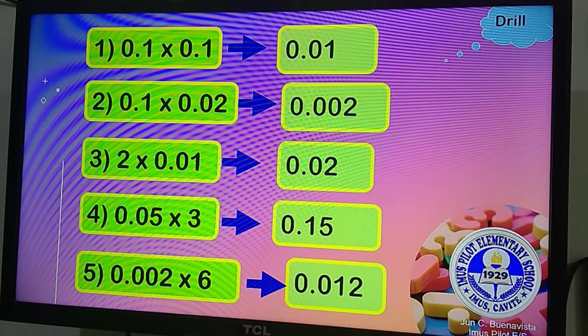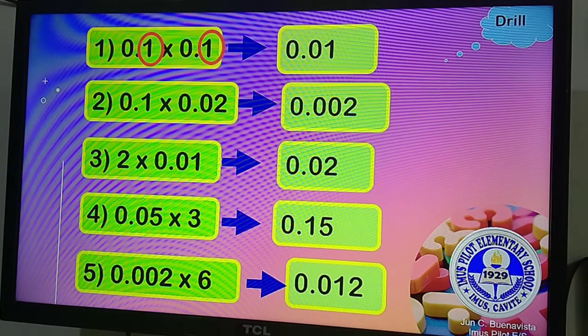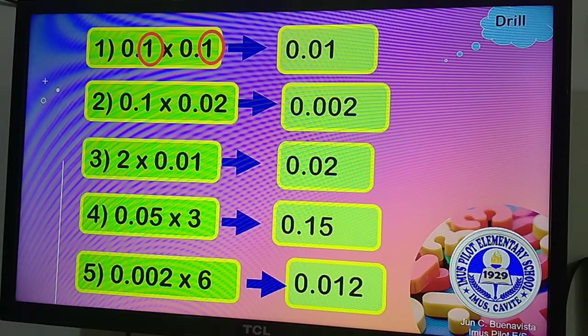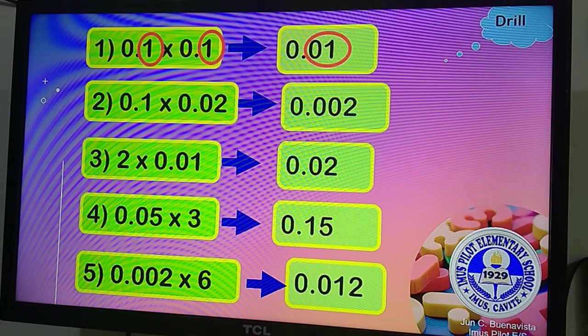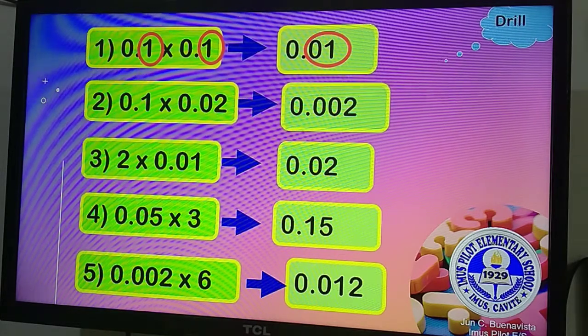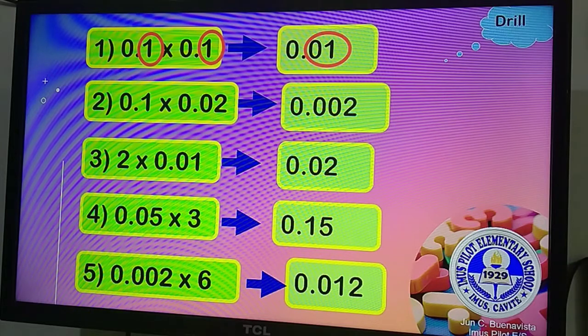In multiplying a decimal number by another decimal, we are going to count the number of decimal places. Let's say number 1. We have 0.1, which has 1 decimal place, then times 0.1, another 1 decimal place. So 1 decimal place plus 1 decimal place equals 2 decimal places in your product. So 1 times 1 equals 1, then count the decimal places. That is why 0.01 is the answer.